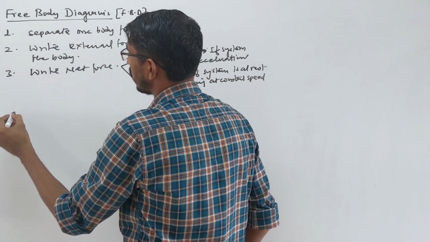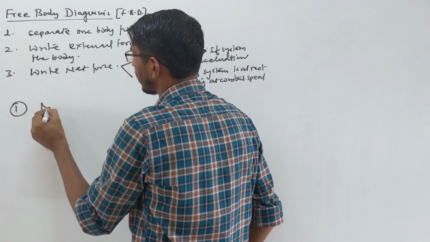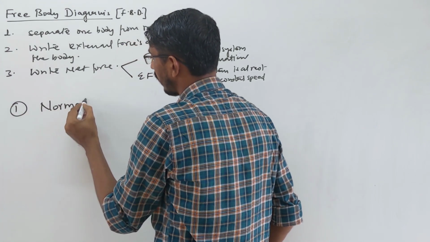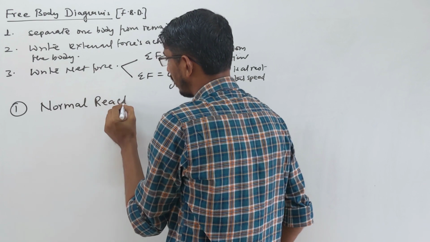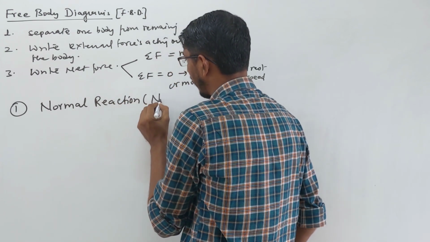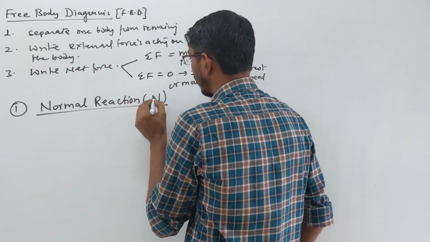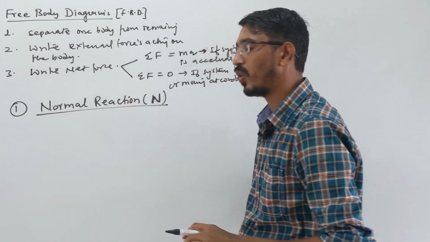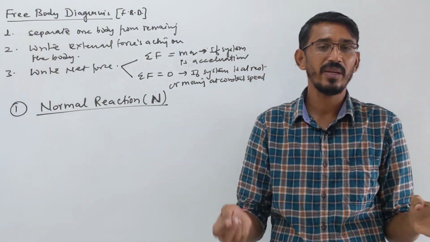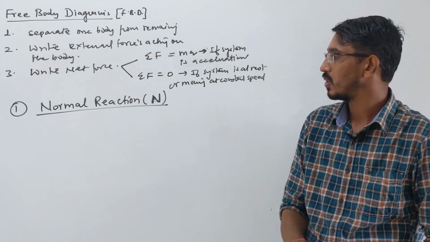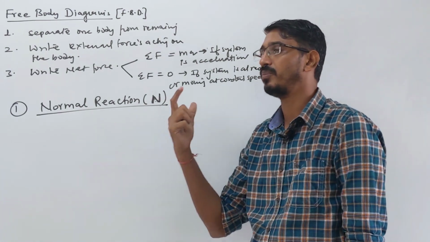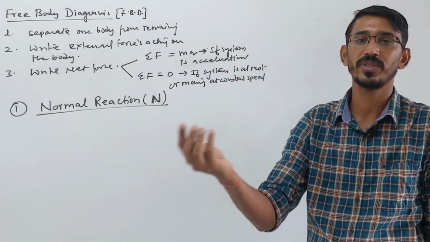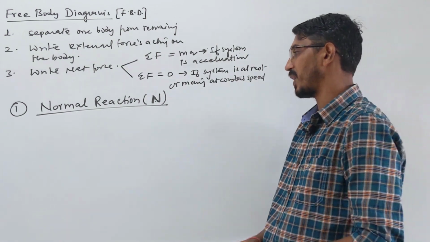So the first contact force we are learning is normal reaction. We represent it by the symbol N. Learning contact force means which comes into play when bodies are really in contact. So normal reaction always happens only when the body is in contact with some other body or some surface, then only normal reaction comes.